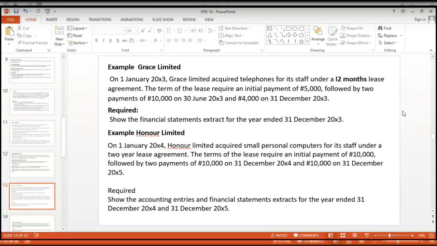The term of the lease requires an initial payment of 5,000 naira, followed by 2 payments of 10,000 on 30th June 2023 and 4,000 on December 20x3. The same 20x3, within a year. Required: show the financial statement extract for the year ended 20x3. This one is simple and direct. So let's quickly open our Excel sheet and do the needful.